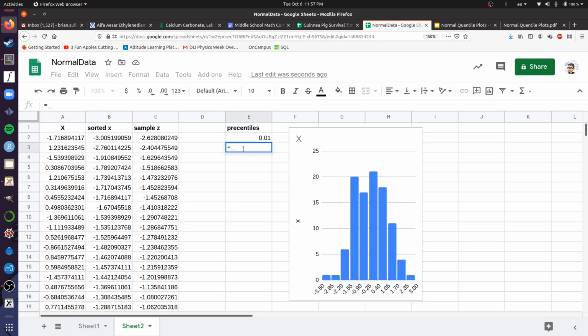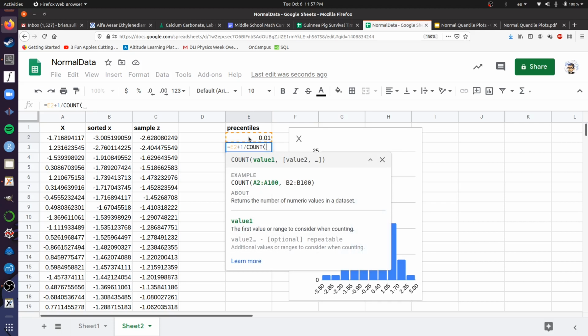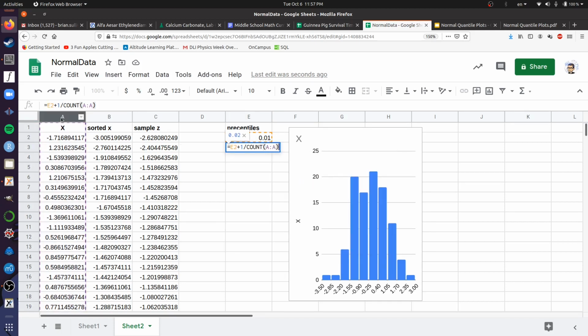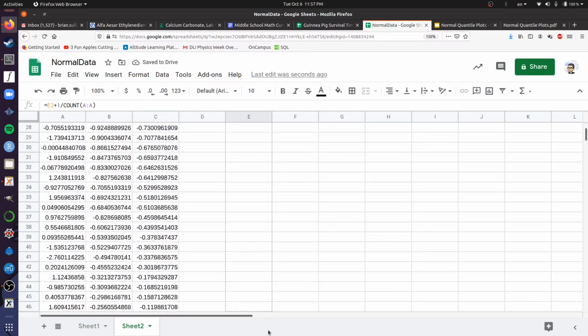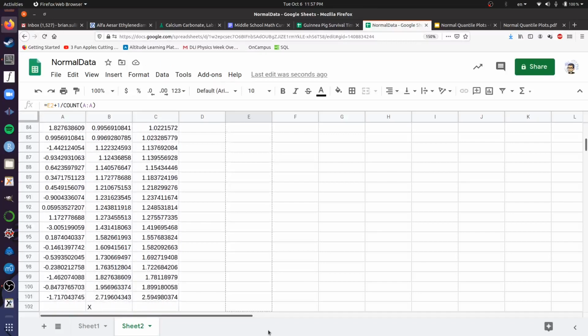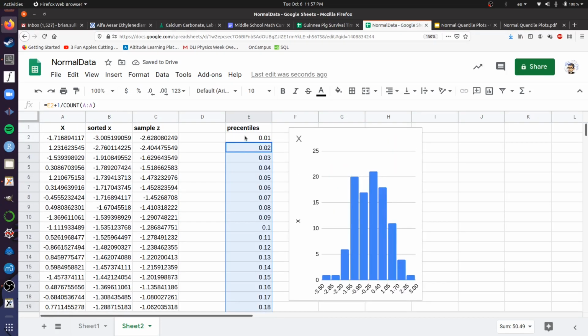Now I want evenly spaced percentiles, so I'm going to take the value above me and add 1 divided by the number of data points, which we just did. We'll recycle that command. So I'm starting with 100th and adding 100th every time, and this generates evenly spaced data points. Here it would have been pretty easy because it's 100, but we could have any number of data points and this command would work. So my first data point is 1 over the number of data points, and my second is the first value plus 1 over the number of data points.